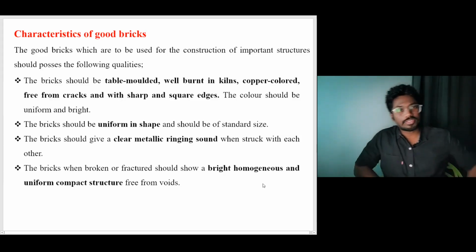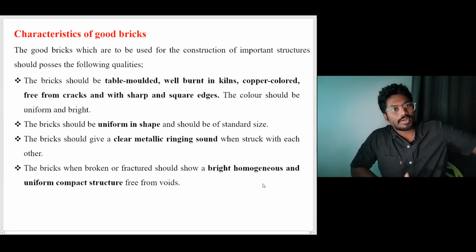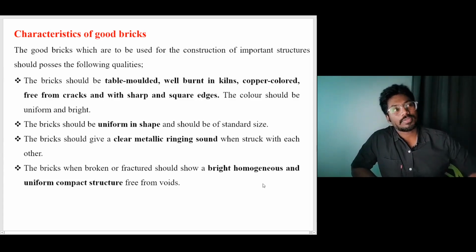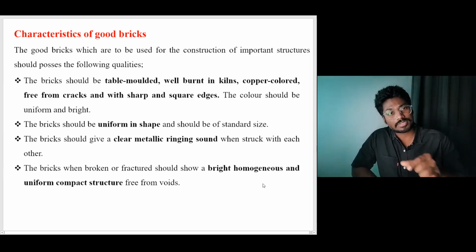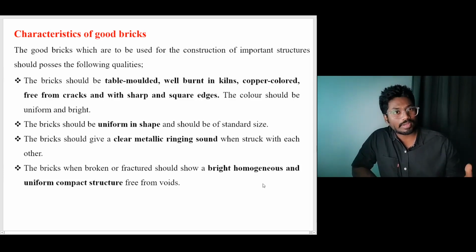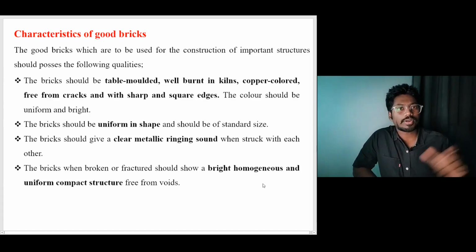Next, the characteristics of a good brick. Since we have discussed different classes of bricks and different constituents of bricks, and their corresponding metrics that can make a good brick, there are a few characteristics that one can identify with the naked eye and with on-site presence. You can characterize that into a good or an inferior brick.